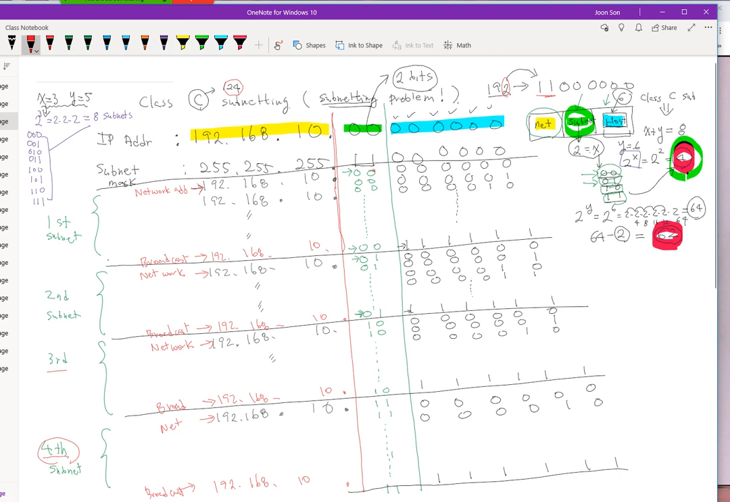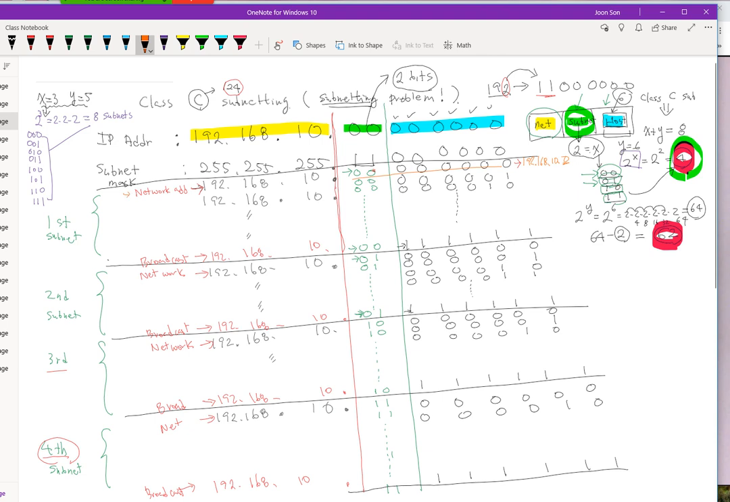When I ask you, hey, what is the network address of the first subnet? Your answer is 192.168.10.00000000. And which is what? Any volunteer? Anyone? 192.168.10.0. Thank you. 192.168.10.0, because this 00000000 is a 0, right? Thank you very much.